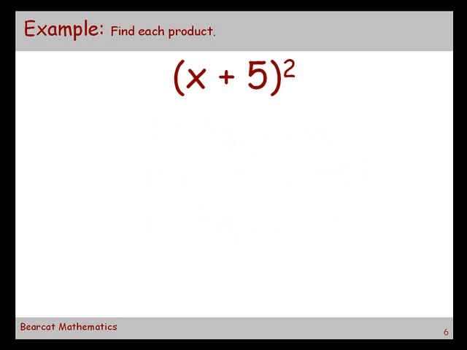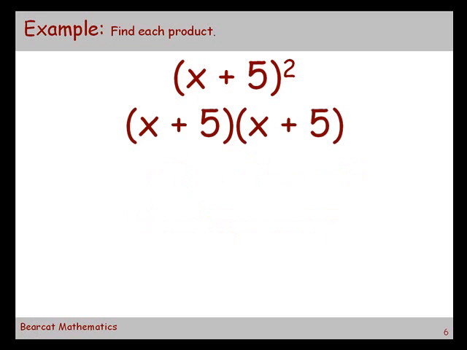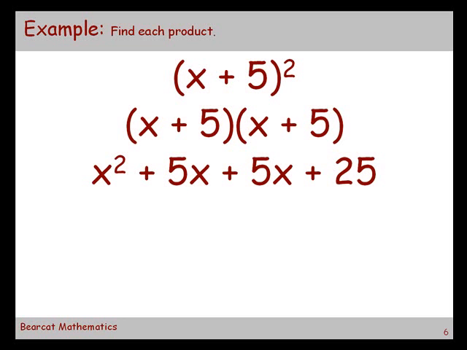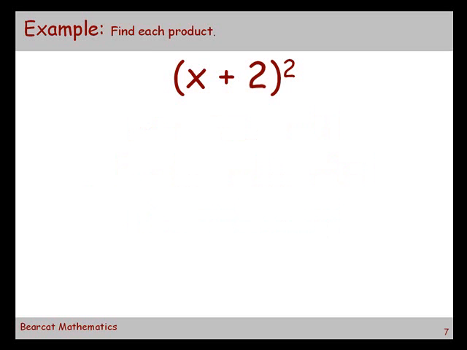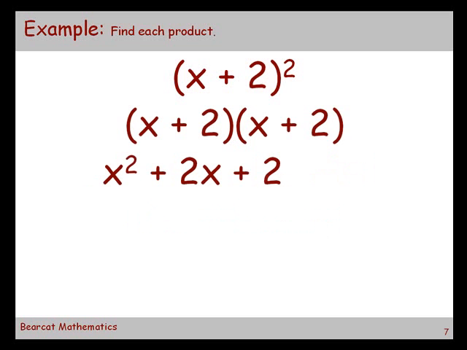What about x plus 5 quantity squared? What does it mean to square? Okay, some of you guys are jumping the gun there. That's really good. X plus 5 times x plus 5 is x squared plus 5x plus 5x plus 25 following FOIL. So we see that x squared plus 10x plus 25. What about x plus 2 quantity squared? Sure. It's going to end up x squared plus 4x plus 4.